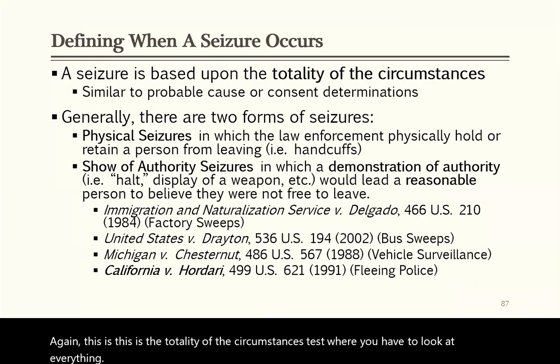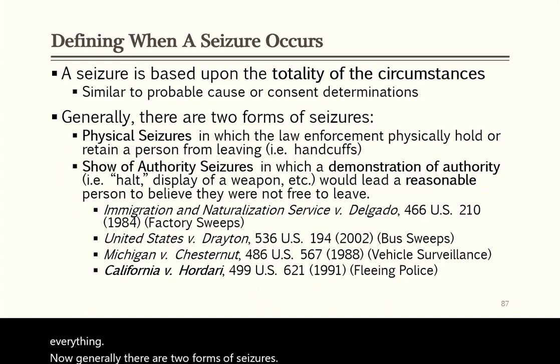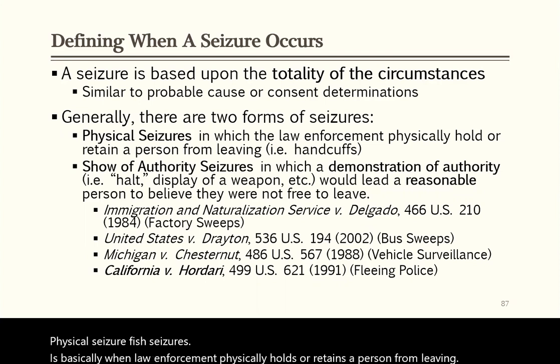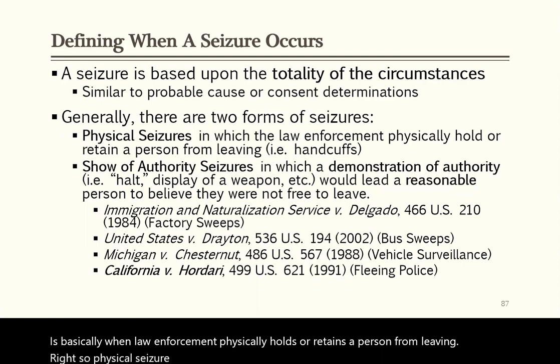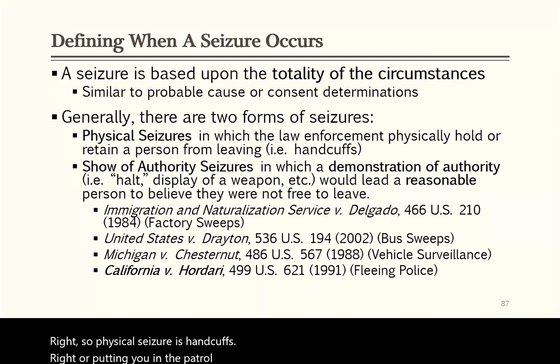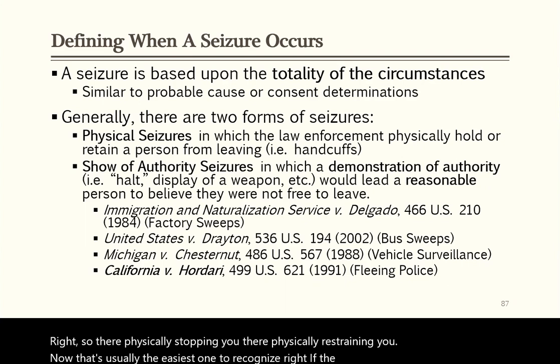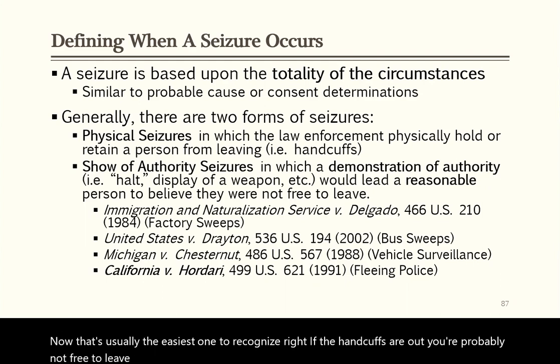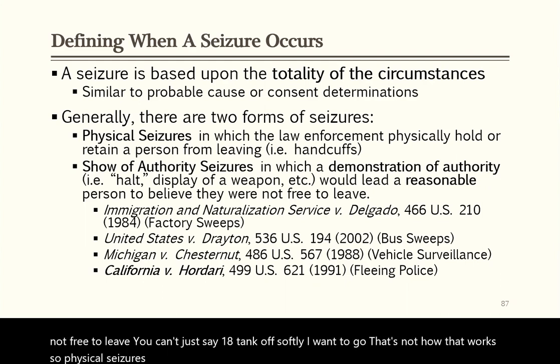Now, generally, there are two forms of seizures. There is the physical seizure, and then there's the show of authority seizure. A physical seizure is basically when law enforcement physically holds or retains a person from leaving. Right, so physical seizure is handcuffs, right, or putting you in the patrol car. So they're physically stopping you, they're physically restraining you. Now that's usually the easiest one to recognize, right? If the handcuffs are out, you're probably not free to leave. You can't just say, hey, take the handcuffs off me, I don't want to go. That's not how that works. So physical seizures are fairly easy to delineate, right?